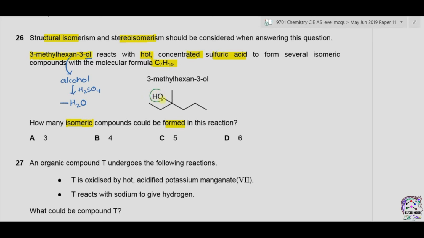Now we can see that OH is present on this carbon atom, and hydrogen will be removed from an adjacent carbon, which could be this one or this one or this one, as all three are adjacent to this OH carbon. So when a hydrogen atom from an adjacent carbon is removed and OH from this carbon is removed, it will form an alkene. So 3 different alkenes can be formed. Now the first possible product could be this one.